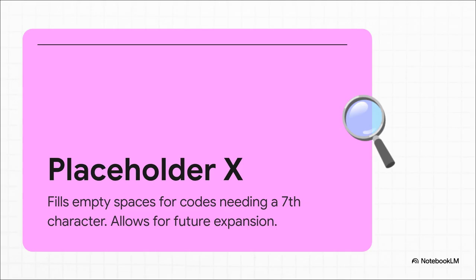Sometimes a code absolutely requires a 7th character, say to show it's an initial encounter for an injury. But what if the base code only has 4 or 5 characters? You can't just slap that 7th character onto the end. It literally has to sit in the 7th position. So coders drop an X into the empty spaces. This keeps everything perfectly aligned, and it gives the system room to expand later on without breaking any of the existing rules.